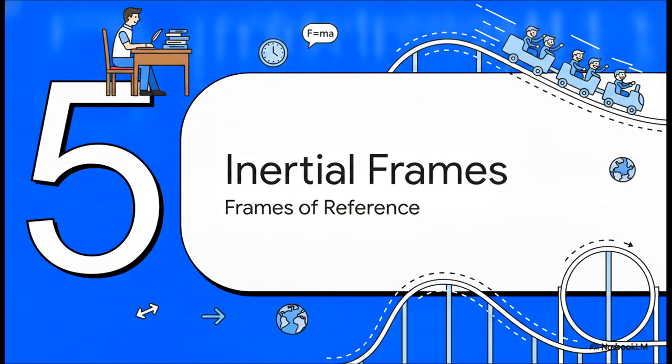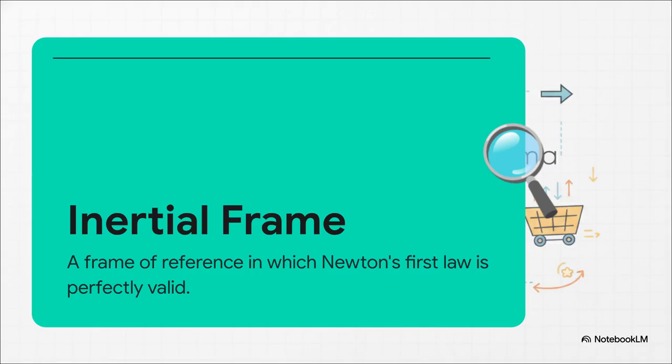Section 5. Inertial frames of reference. Okay, so all of this sounds perfectly logical, but do these laws apply identically everywhere? Like, can you use F equals ma whether you're sitting at a quiet desk or riding on a wildly accelerating roller coaster? Well, the short answer is no. Newton's laws only strictly work in an inertial frame of reference. An inertial frame is just a viewpoint that is either totally at rest or moving with a constant velocity.